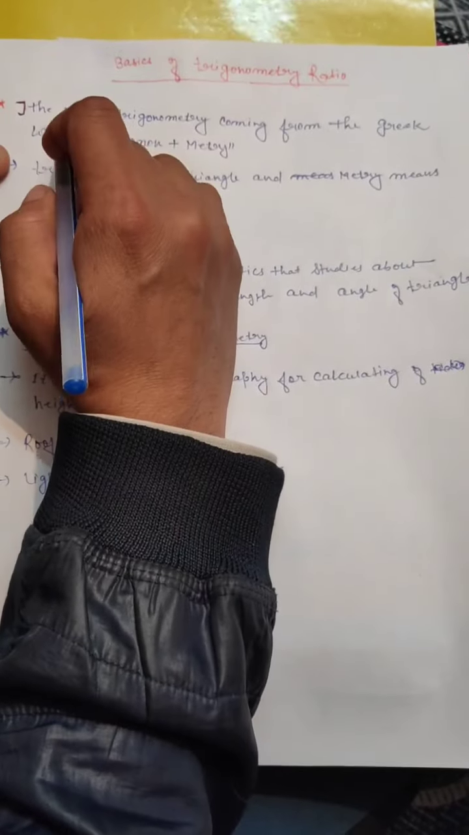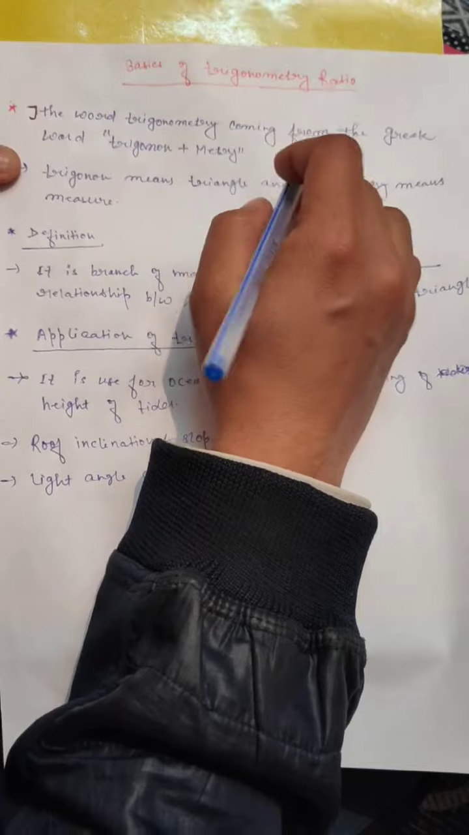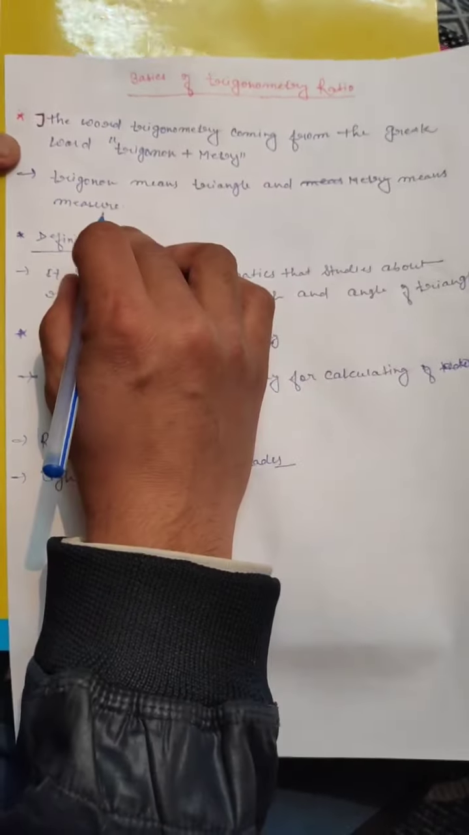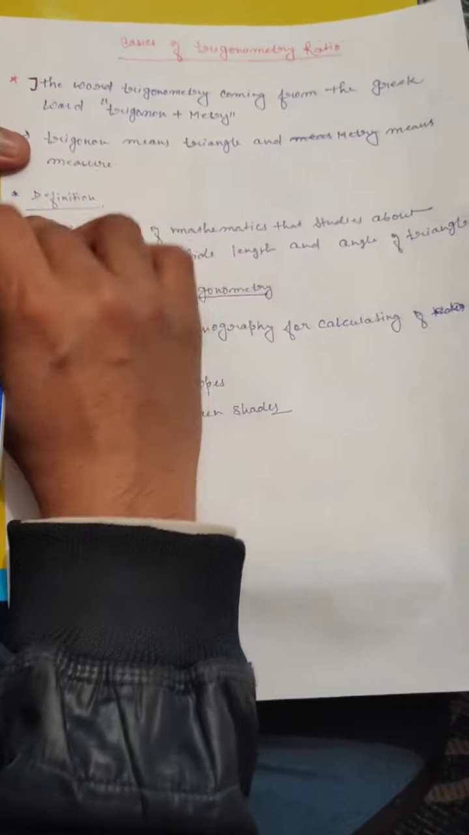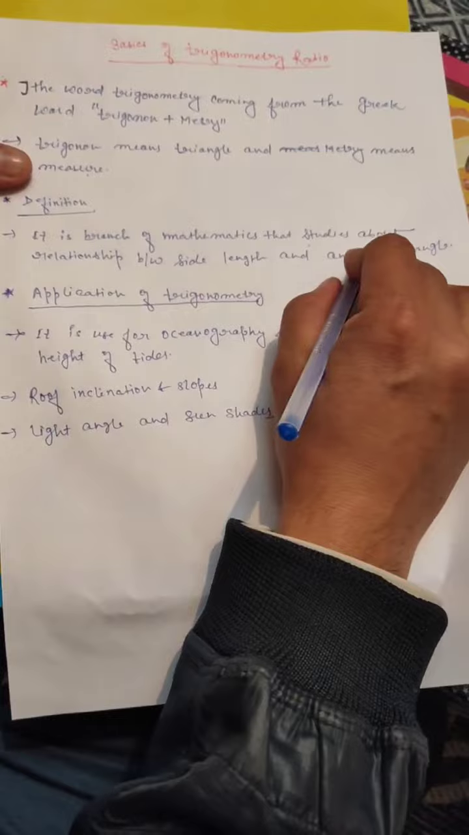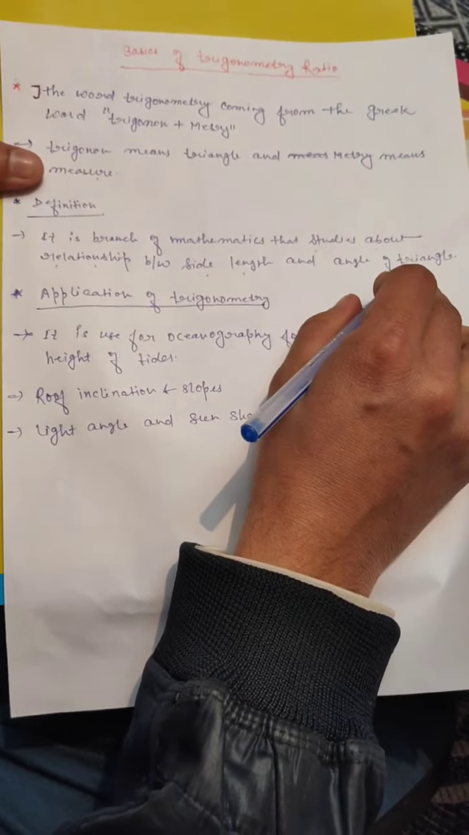Now let's start the basics of trigonometry concepts. The word trigonometry comes from the Greek words trigonon and metry. Trigonon means triangle and metry means measure. By definition, trigonometry is the branch of mathematics that studies the relationship between the sides, lengths and angles of triangles, and it has various applications in daily life.